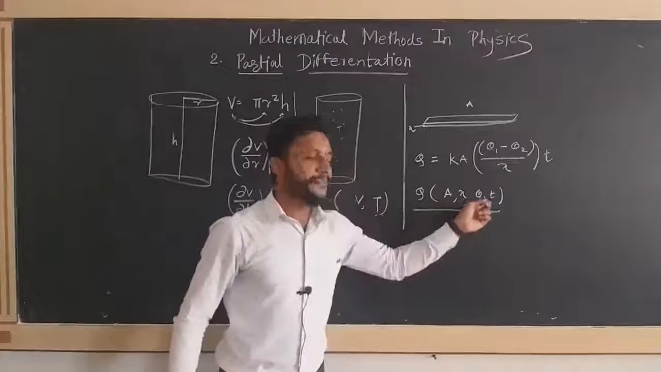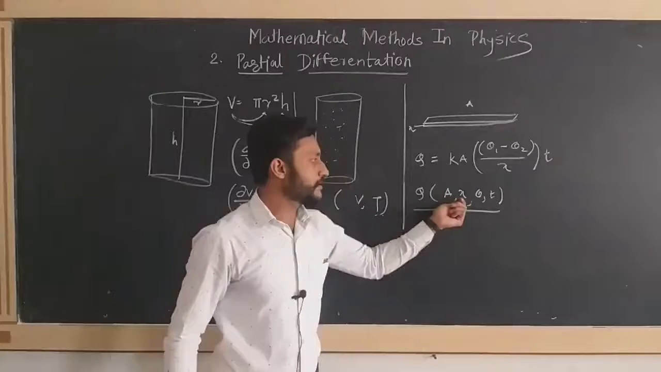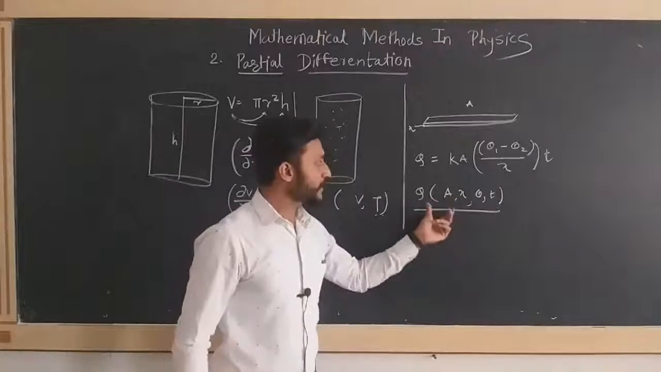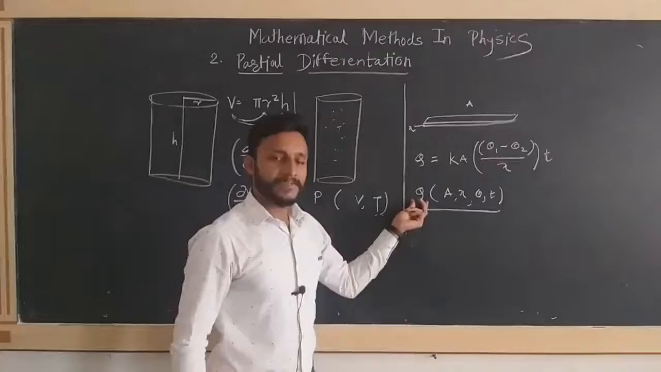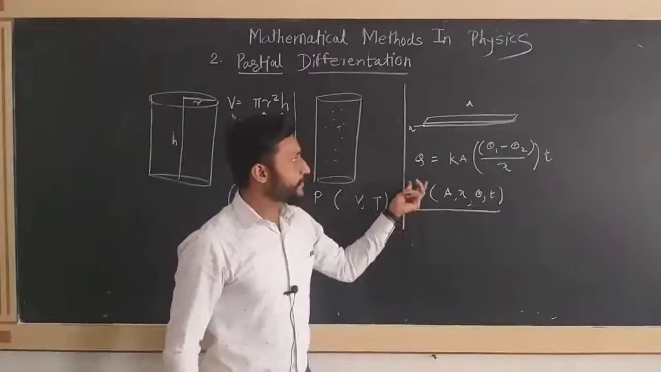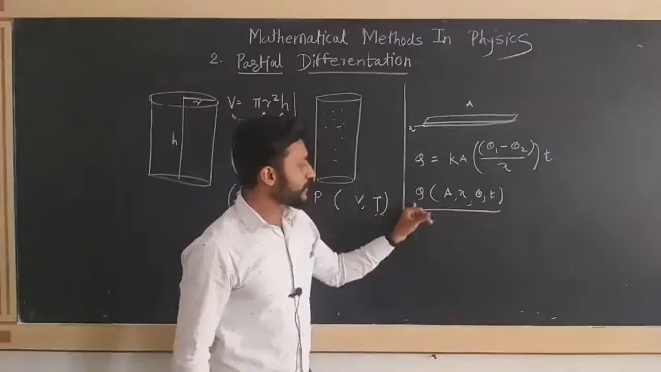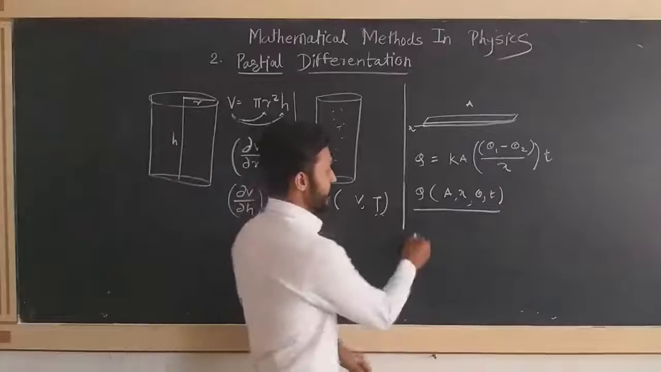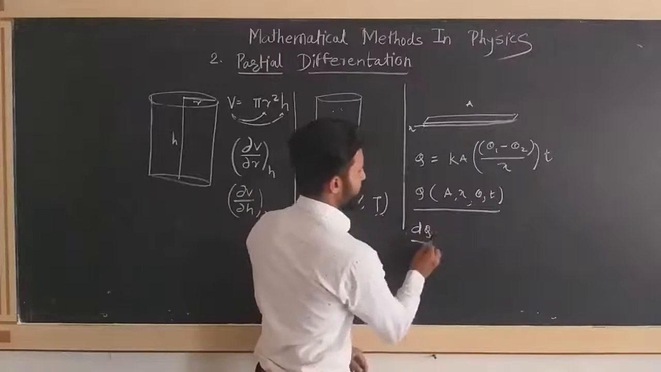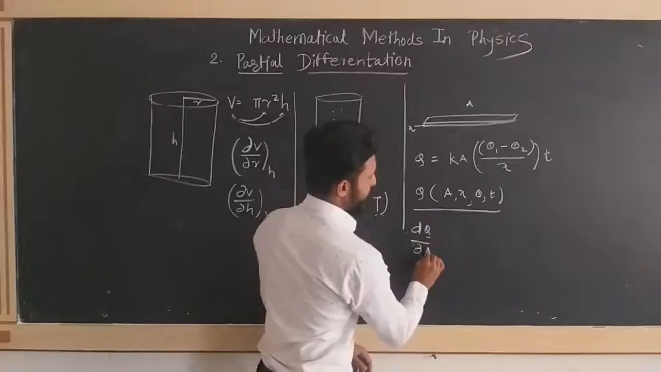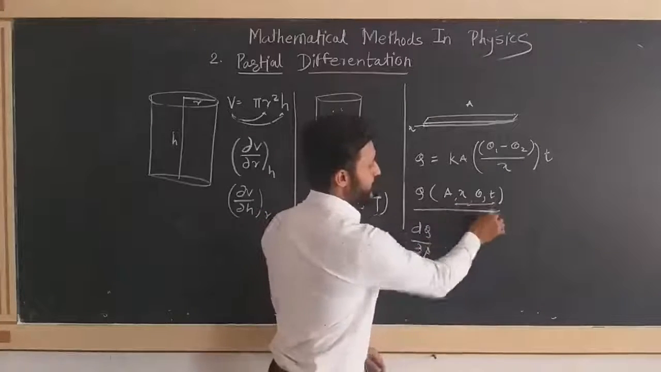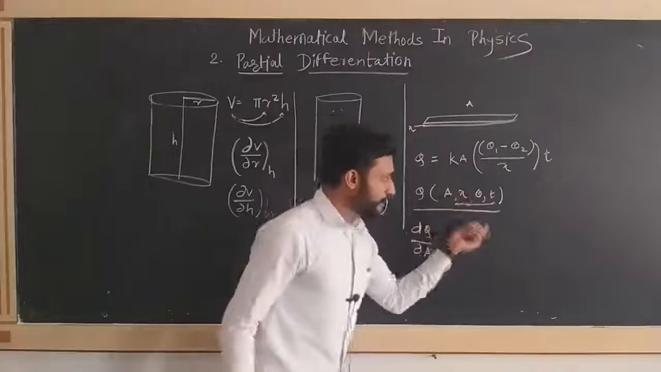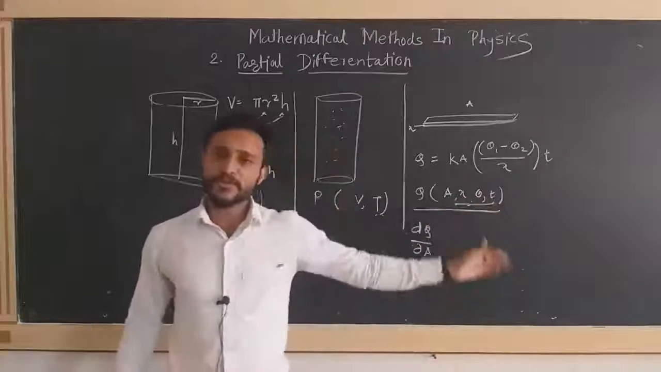These are the variables, and Q is the heat flow. Here also we can use partial differentiation by finding the thermal conductivity, the rate of change of heat flowing through this metal plate, dQ with respect to either A by keeping the others constant, or with respect to x by keeping the others constant, and so on.